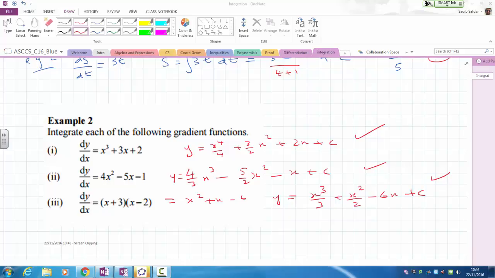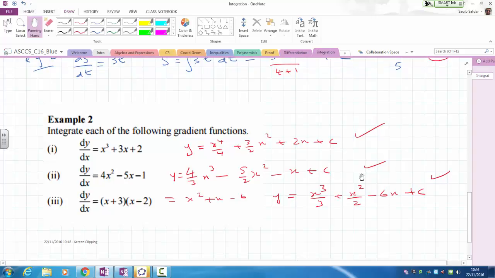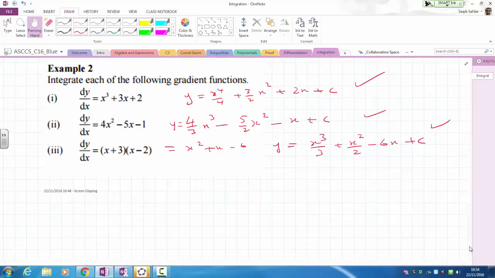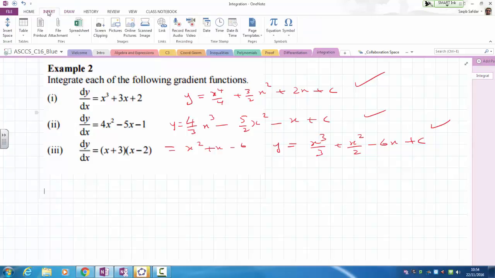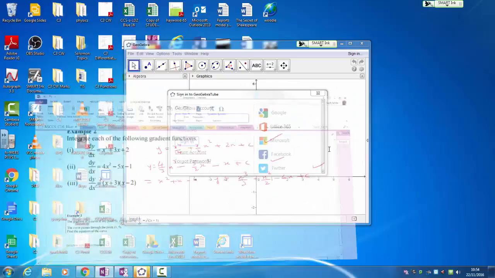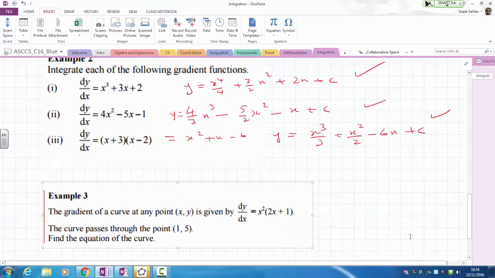Now, all of these solutions are general solutions. The reason why they're general is because we have the plus c. And that plus c means c can be any real number. But what if we don't want a general solution, we want a specific solution? Well, then we need to specify that in the actual question. And here's such a question. Let's look at example 3.